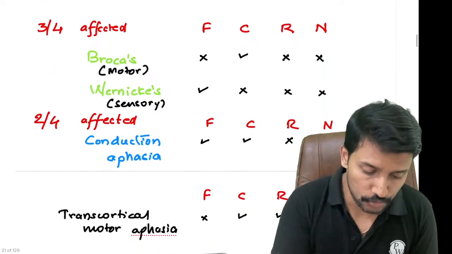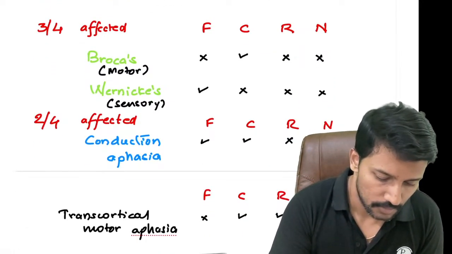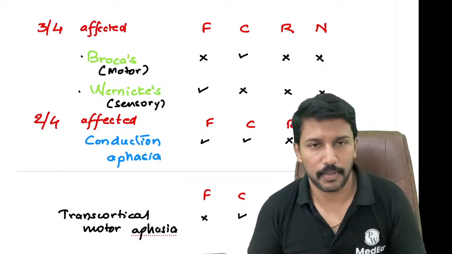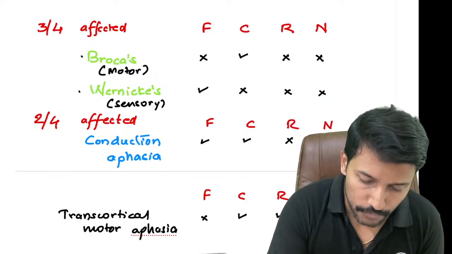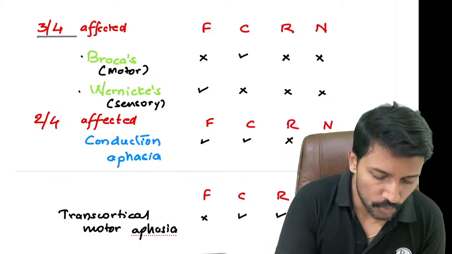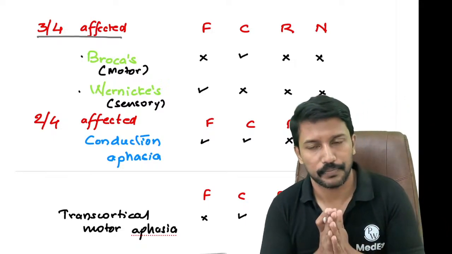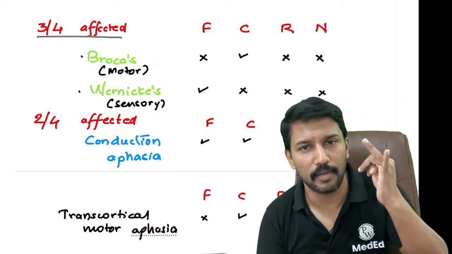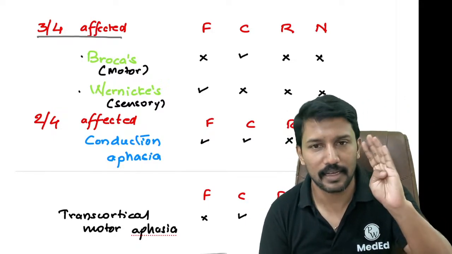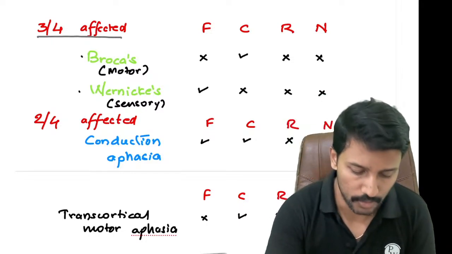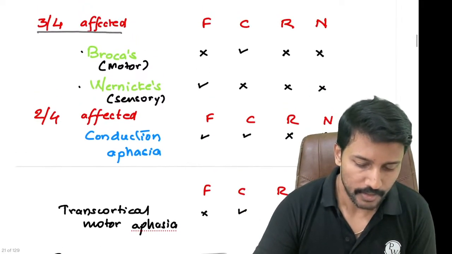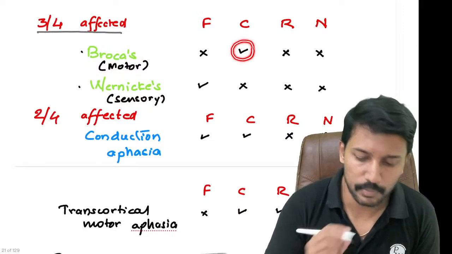Then we have 2 most common aphasias, which are Broca's aphasia and Wernicke's aphasia. In Broca's or Wernicke's aphasia, right, 3 out of the 4 domains are affected. Only 1 domain is unaffected. We have fluency, comprehension, naming and repetition. Out of this, 3 are affected and 1 preserved. Such aphasias include Broca's and Wernicke's. Okay. So in Broca's, it is usually the comprehension which is preserved.